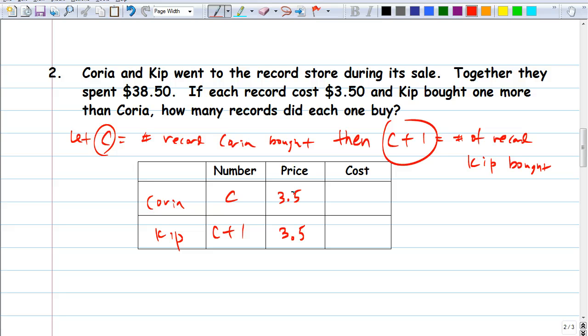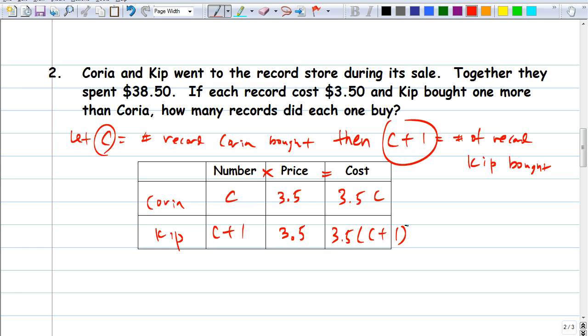Now, what is the cost just for Cora? How much did she spend? 3.5 times C. Isn't that how we do it, number of items times price, doesn't that give you the cost for that person? And of course, what about for Kip? Yes, sir? 3.5 times C plus 1 in parentheses, right? Is it important to have parentheses there?